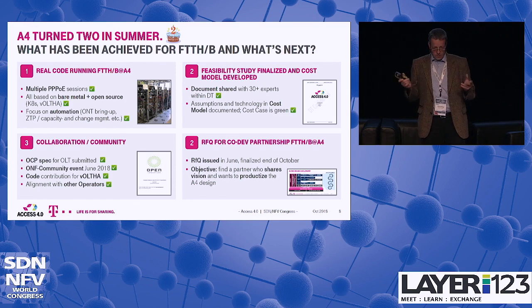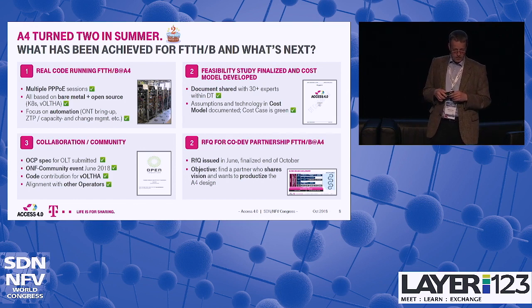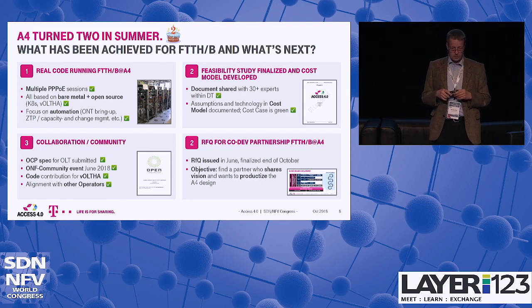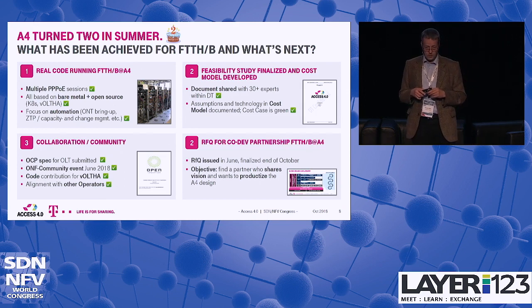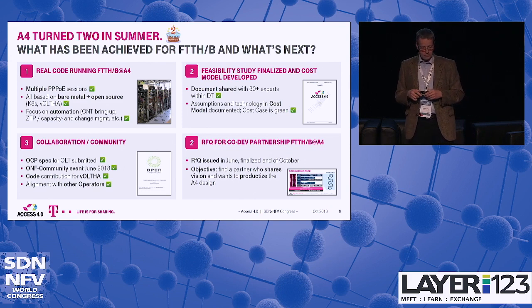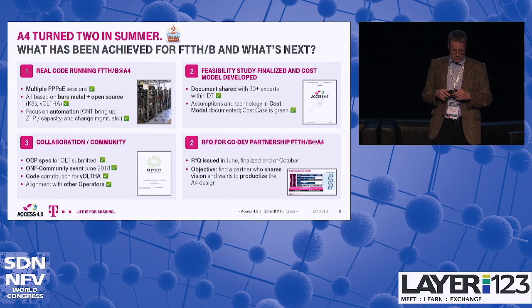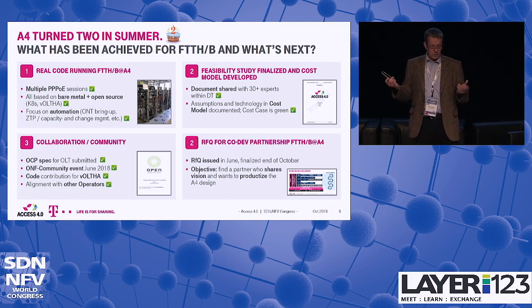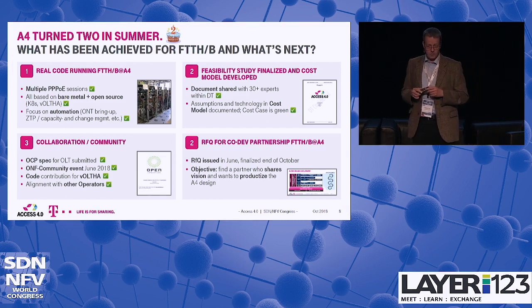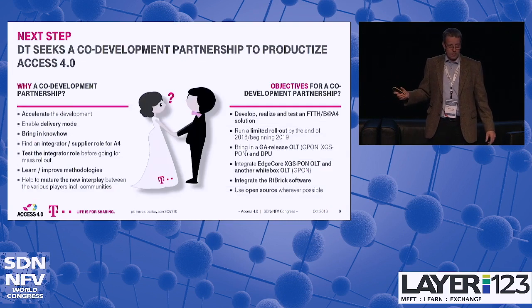And what happens now: we have an RFQ running for the co-development partnership on FTTH and FTTB at A4. The request is already out, and we have also already received the answers, and the evaluation is still work in progress. The objective is to find a partner who shares our vision and wants to productize the A4 design. So what's next?